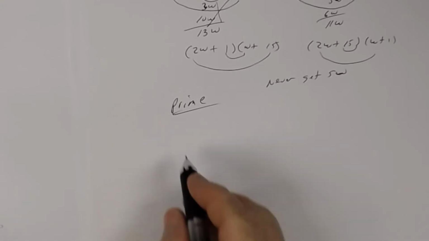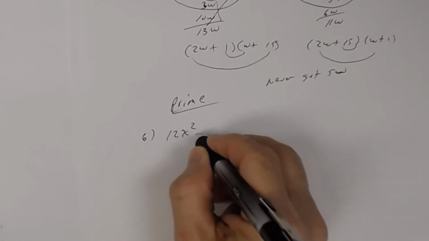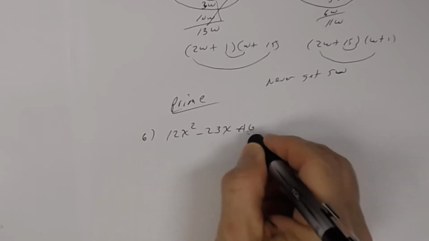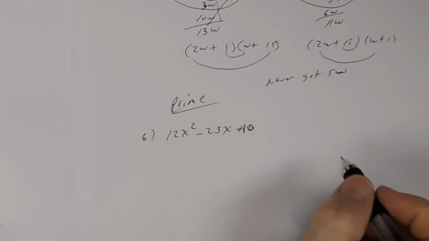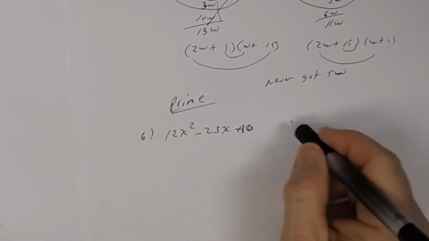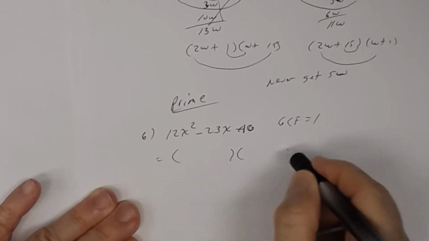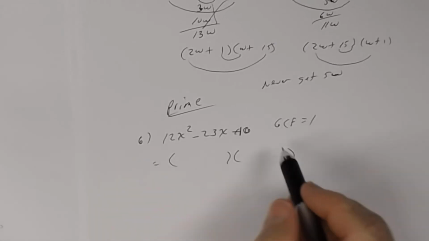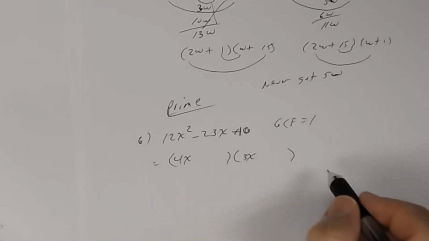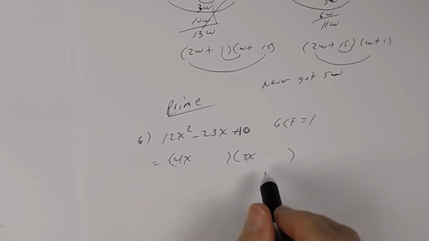All right. Number 6, we have 12x squared minus 23x plus 10. So 12x squared minus 23x plus 10. So the GCF is 1. And so let's go and do the two binomials. And for 12x squared, let's try 4x and 3x. Let's try that first. It may not work. It may be 6x and 2x that works. Or it may be 12x and x.